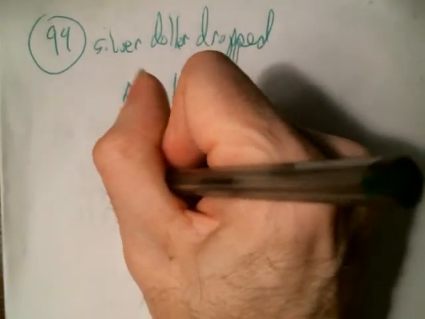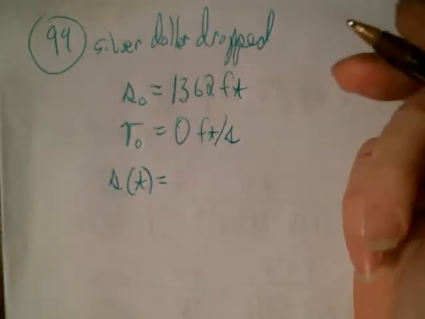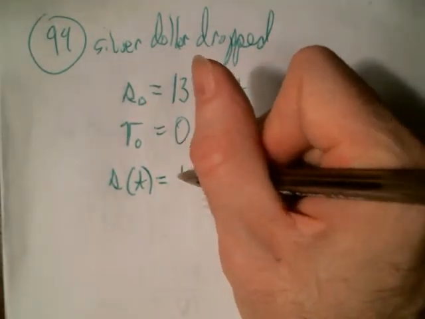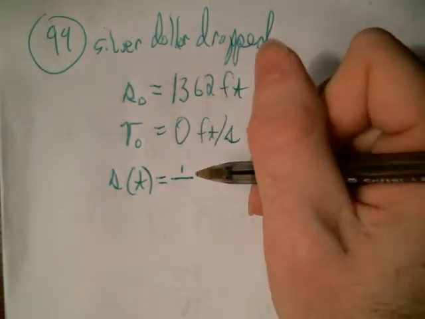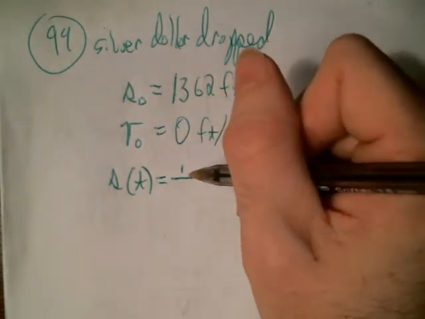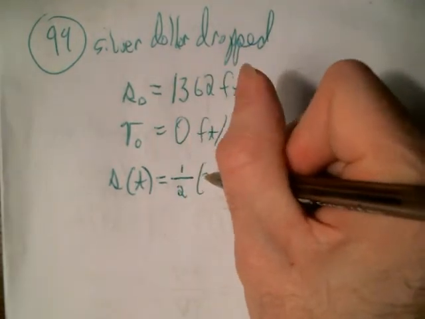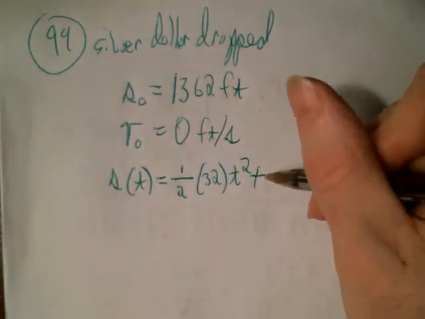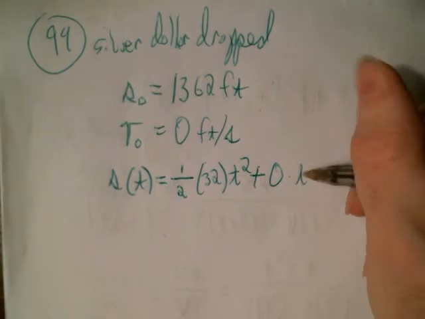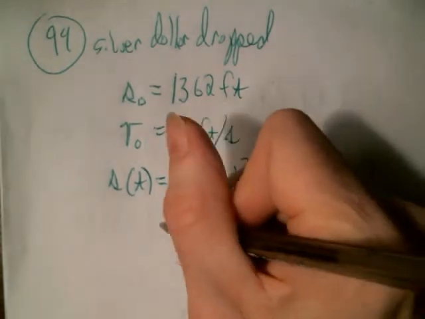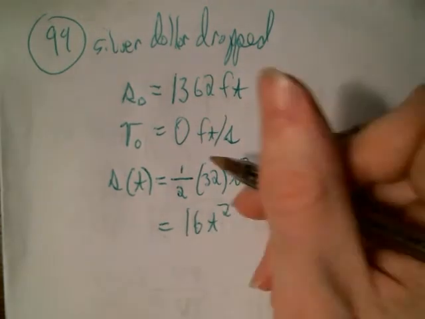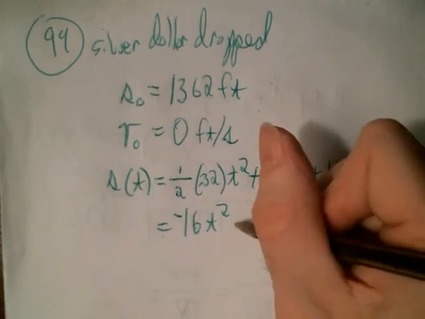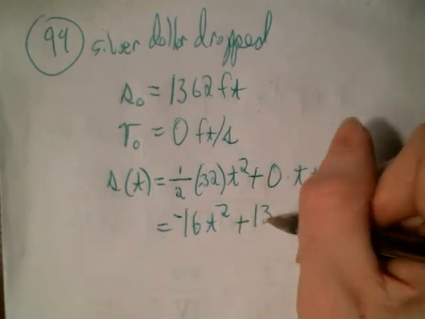Okay. So we can fill out our position function, s of t, that must be equal to 1/2 times, what are we going, 32 feet per second squared? Yeah, so 1/2 times 32 for our gravitational constant times t squared plus v sub 0 is 0 times t plus 1,362. Okay, let's clean that up. Let's get 16 t squared. That should be negative, going downward. Negative 16 t squared plus 1,362.